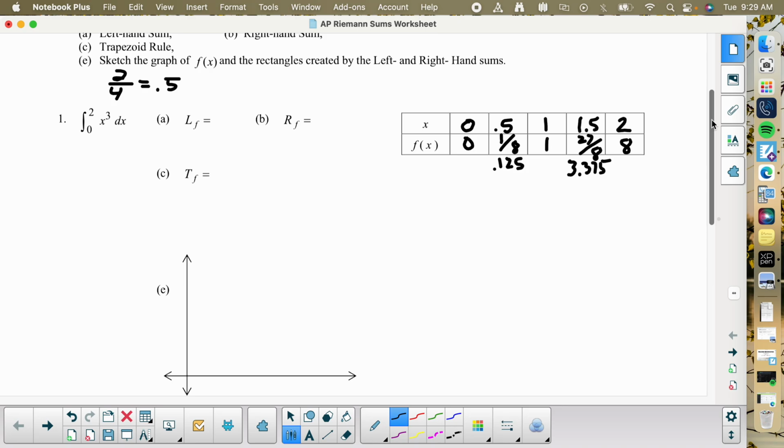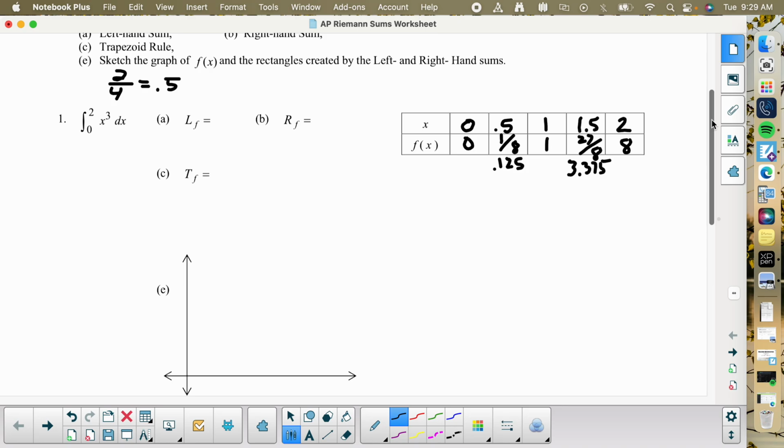Now, if you're doing left-hand rectangles, and you're just given a table, because frequently on the AP test, they'll only give you a table. They won't give you a picture. Frequently, they won't even give you an equation. They'll just call this the integral from 0 to 2 of f of x. And so you'll just have a bunch of tables and numbers.